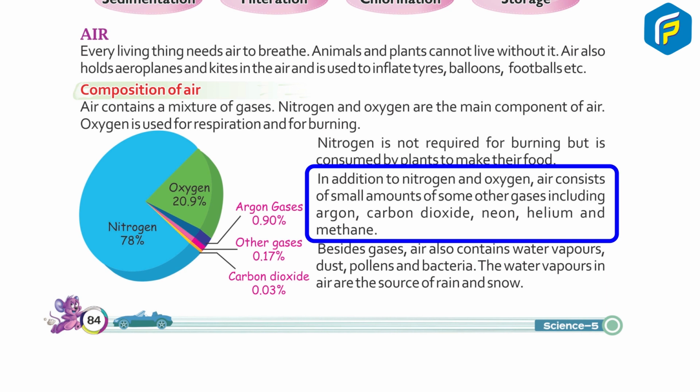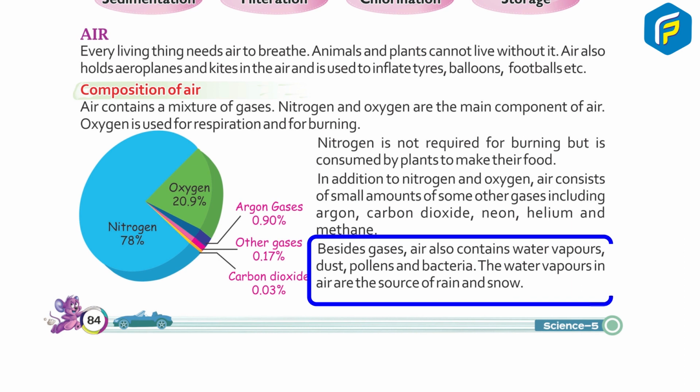In addition to nitrogen and oxygen, air consists of small amounts of some other gases, including argon, carbon dioxide, neon, helium, and methane. Besides gases, air also contains water vapors, dust, pollens, and bacteria. The water vapor in air is the source of rain and snow.